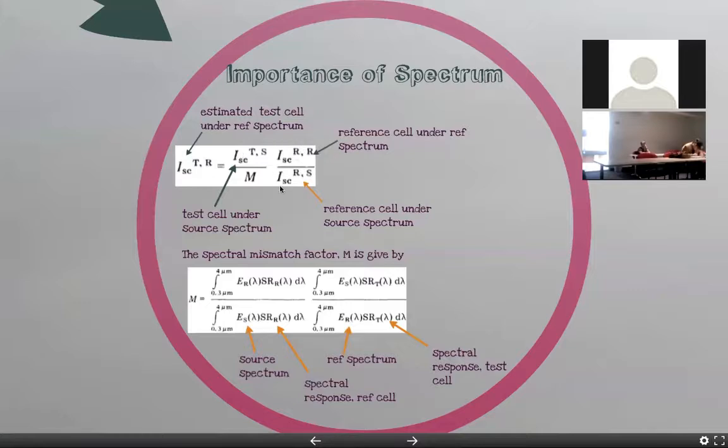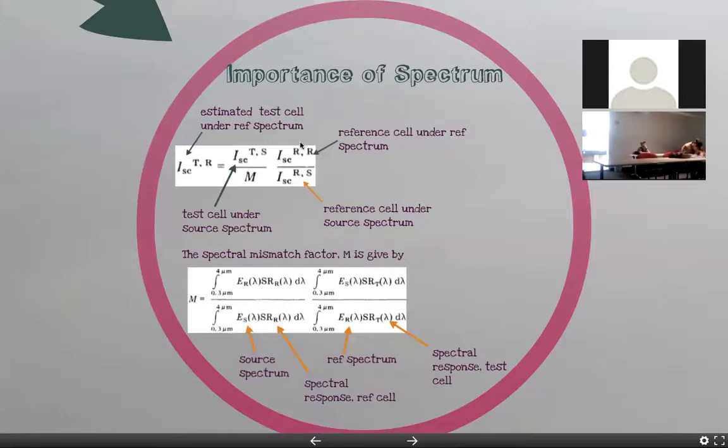Times this factor here, which is the ratio of the short circuit current density of a reference cell under a reference spectrum. This is something that's known. You can look it up in a book or a table, divided by something you can measure. So if you have a reference cell, this R reference, under the source that you have, the source spectrum, you measure the short circuit current density. You look this up in a table, you measure this, you divide that, and it helps you to scale your measurement.